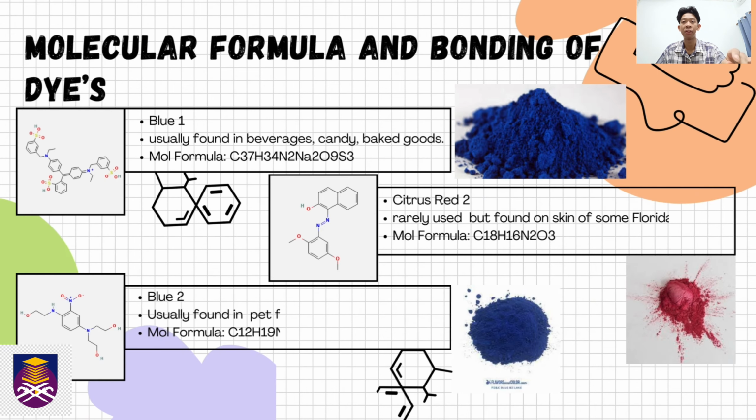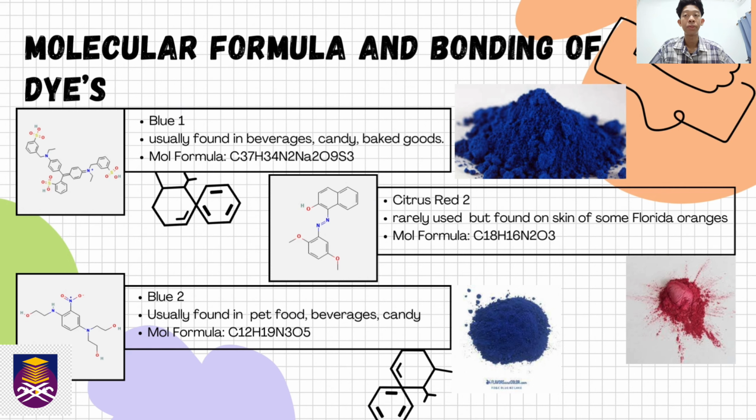Next are the molecular formula and the bondings of dyes, such as Blue 1. We can see the molecular formula where it has carbon 37, hydrogen 34, sodium 2, oxygen 9, and sulfur 3. And for Citrus Red, we can find their molecular formula: carbon 18, hydrogen 16, sodium 2, and oxygen 3.